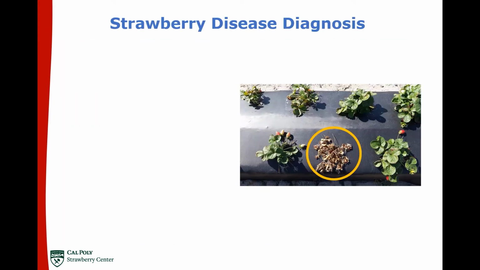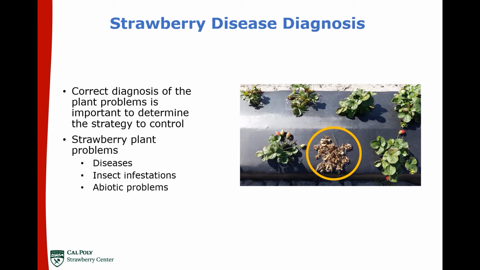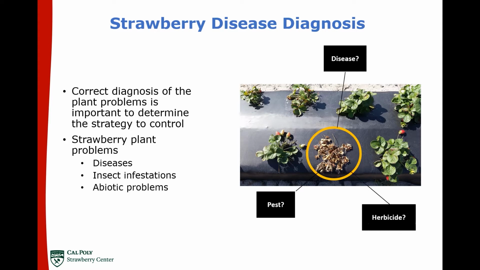Today I'm going to talk to you about the Cal Poly Strawberry Diagnostic Service, our findings, and the suggestions to submit samples. One of the important tasks of diagnosis is that it helps to decide what to do to control the disease problem. The plant samples can show similar symptoms due to various reasons, including diseases, pests, and herbicide applications.